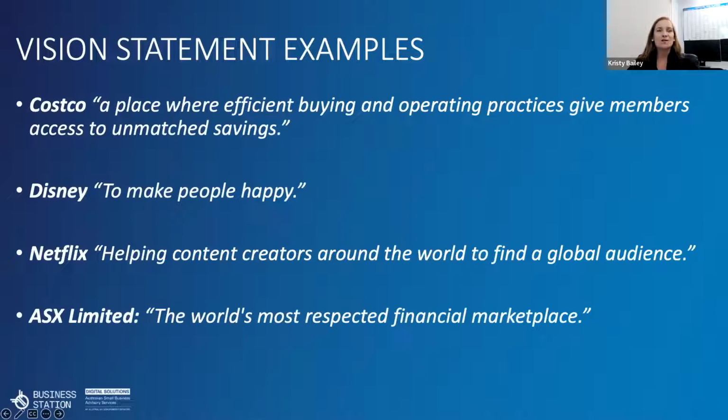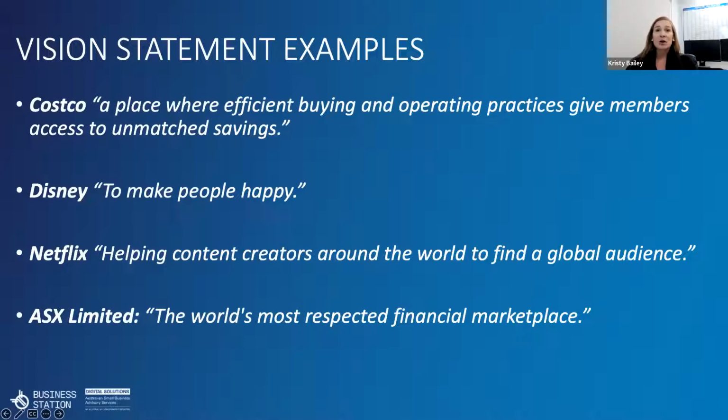So first of all, looking at Costco, their vision is a place where efficient buying and operating practices give members access to unmatched savings. Very, very straightforward. And it's not time bound. It's not customer bound as such. It's just basically saying that they just want to make things efficient to give you savings, which they certainly do. So I think that works for them. Disney, their vision is simply to make people happy. So again, very aspirational, and it works for Disney across their range of products and services.